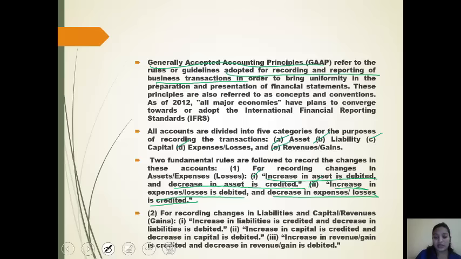Now, for recording changes in liabilities, capital, and revenue or gains: increase in liabilities is credited and decrease in liabilities is debited. Increase in capital is credited and decrease in capital is debited. Increase in revenue or gain is credited and decrease in revenue or gain is debited.